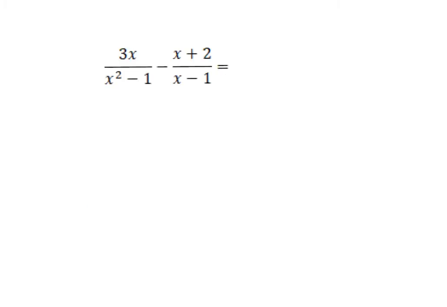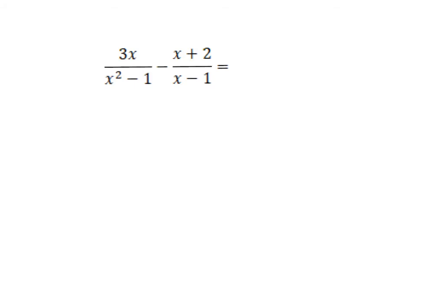All right, so in this problem, we're going to subtract rational expressions with unlike denominators. So we have two problems. We have subtraction, so make sure we change the sign. And also we need to find the common denominator here. So let's do this one here.